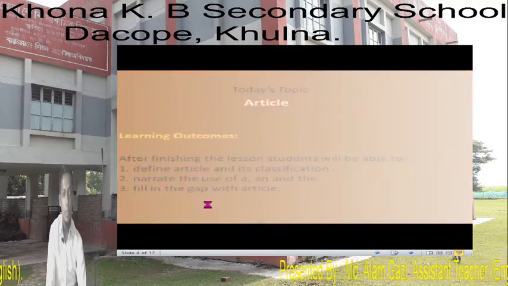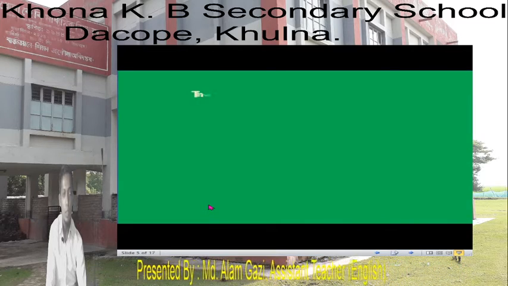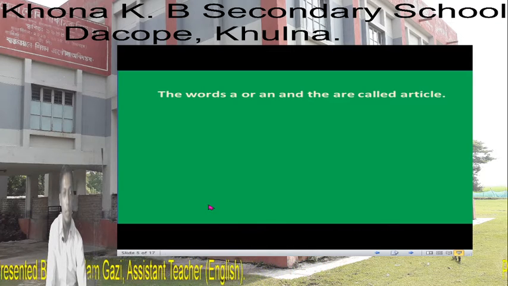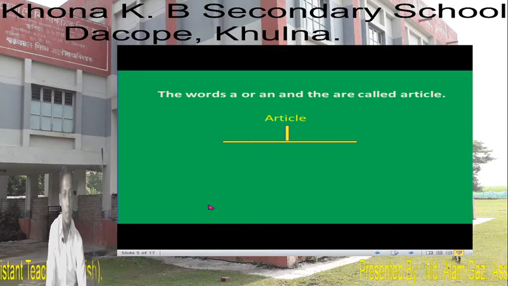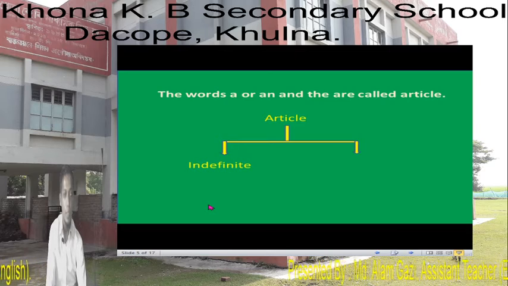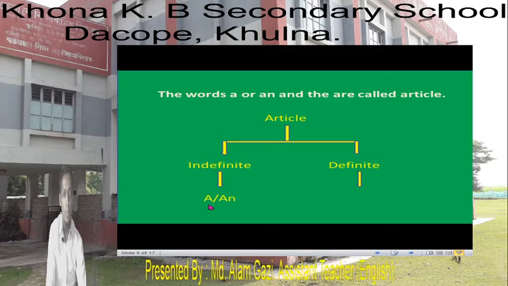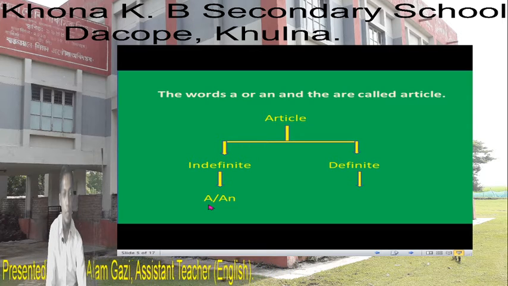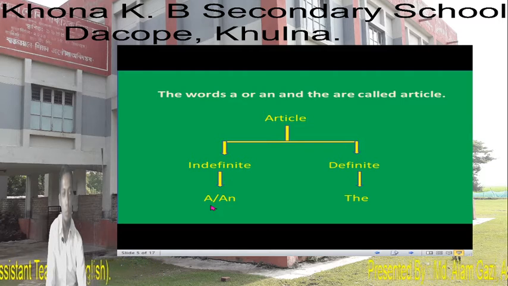Dear learners, at first we have to know what is article. The words a, an and the are called article. There are two kinds of article, indefinite and definite. A or an is called indefinite article and it points out the person or things indefinitely. The is called definite article and it points out the person or things definitely.